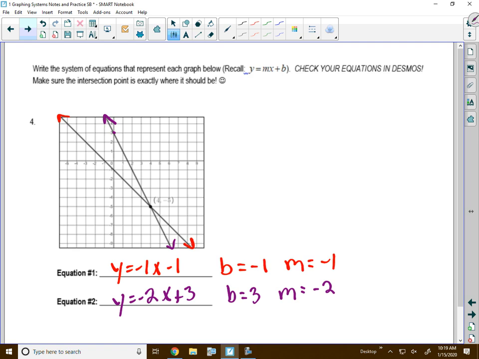Okay, now, it does say up here in the directions, check your equations in Desmos. I can't stress that enough. It takes you 30 seconds to type those in and make sure that everything looks exactly how it should. So I would always do that on your quizzes or tests because it's an easy way to make sure that you got those right.